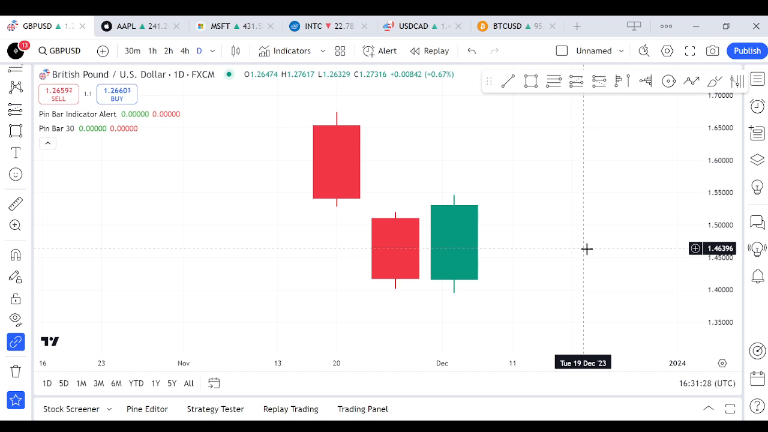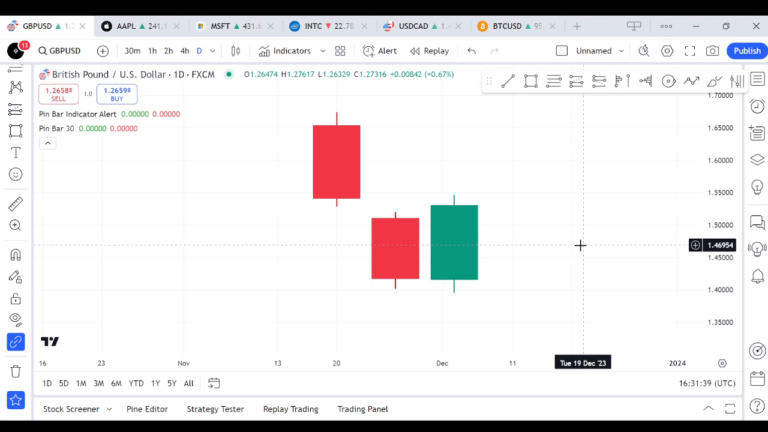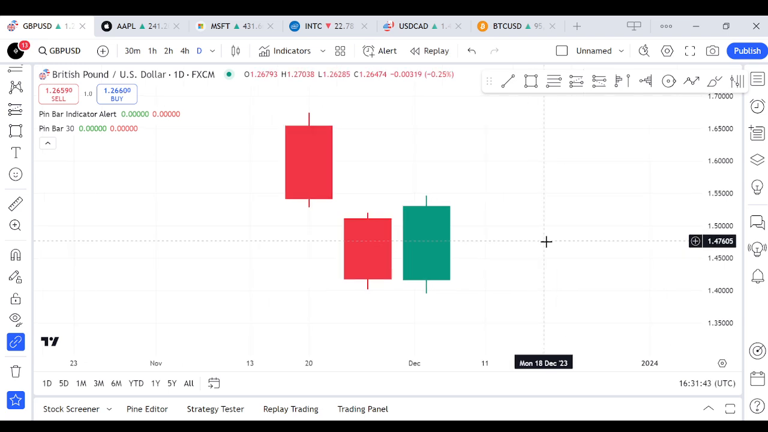By the end of this video, you will know exactly how to spot this pattern on your charts and how to use it effectively in your trading strategy. So stick around to learn how you can take advantage of this reliable candlestick formation and improve your trading decisions. So without wasting too much of your time, let's get started.